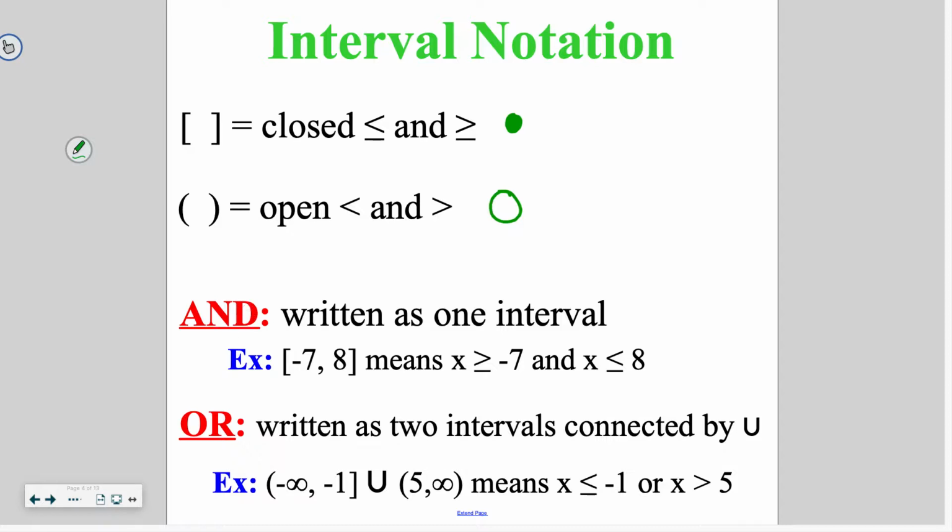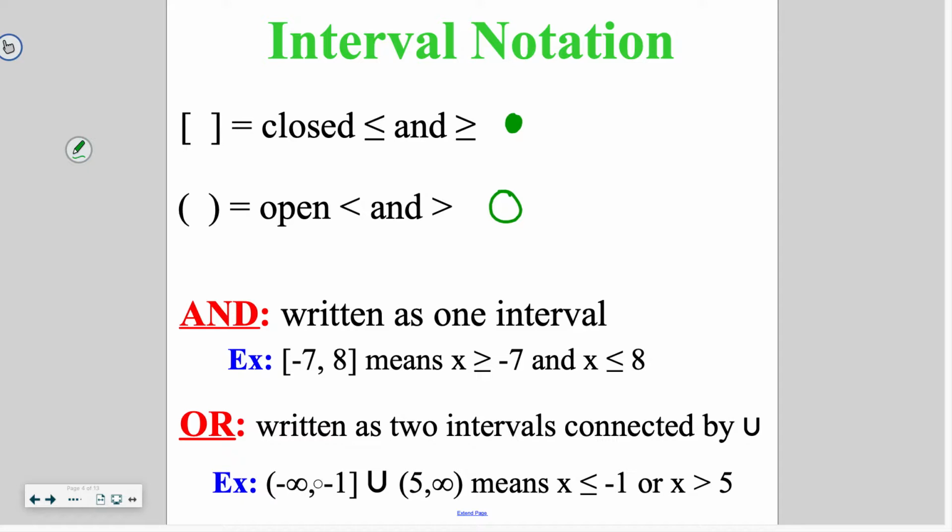If you have an AND statement, it's going to be written out as one interval. So for example, negative 7 and 8 in these square brackets means x is greater than negative 7 and x is less than 8. So instead of writing out this long version of the answer, we can condense it using this interval notation. With the OR, it's written as two separate intervals, so this is something you have to pay attention to.